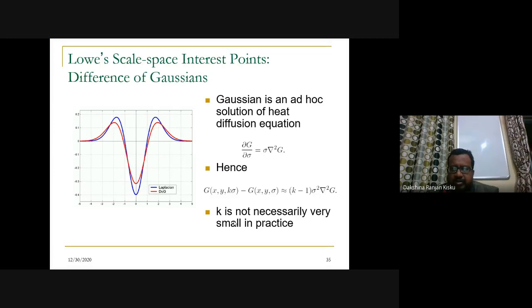So here we get k minus 1 times sigma square del square g. This is nothing but the heat diffusion equation, and this is also called the Laplacian of Gaussian. That means in place of Laplacian of Gaussian, we can use the difference of Gaussian. Using difference of Gaussian is the same as applying Laplacian of Gaussian. We can approximate this Laplacian of Gaussian in terms of difference of Gaussian.